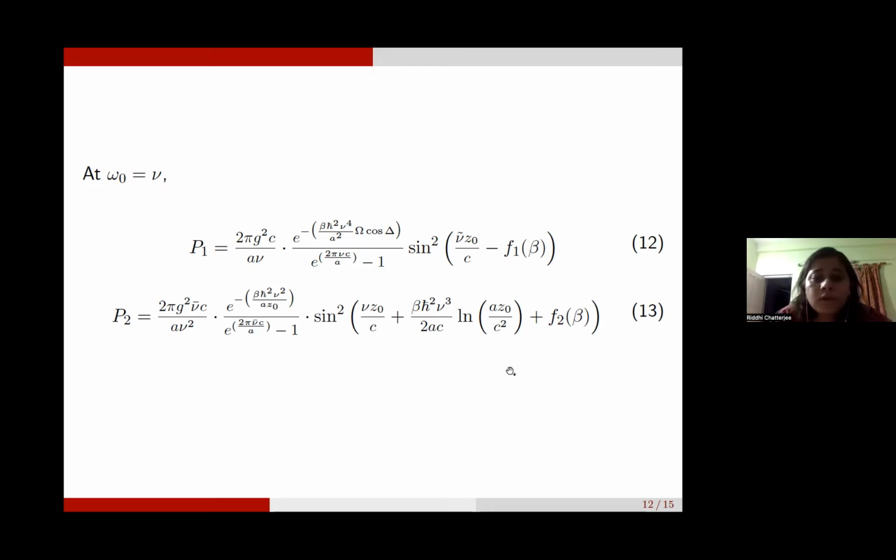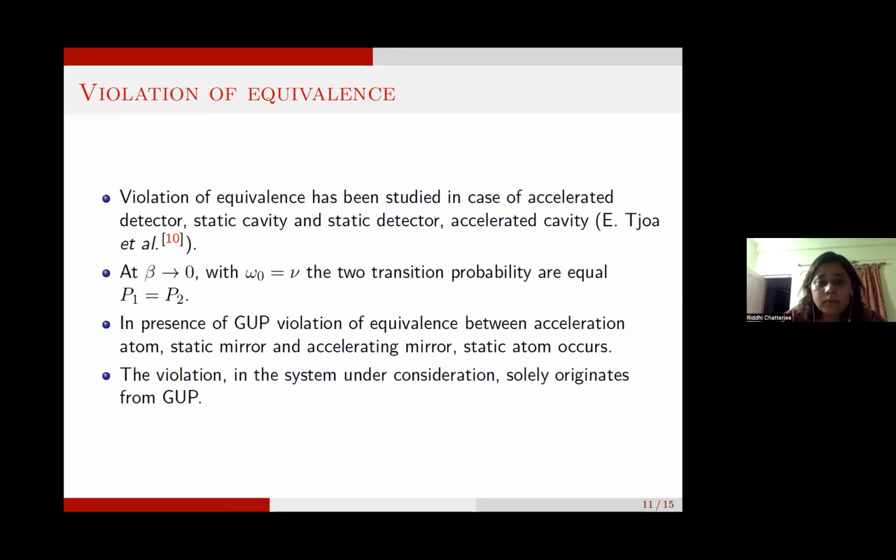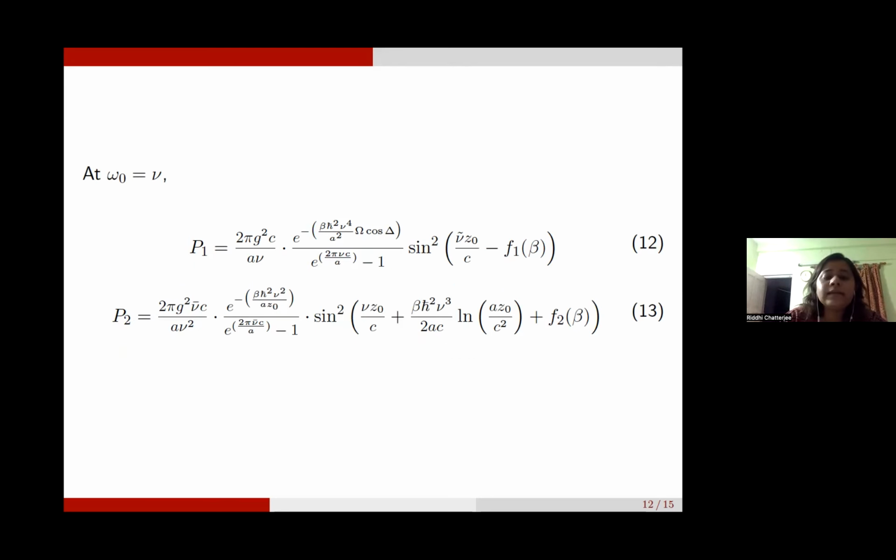So in conclusion, we have studied relativistic atom-field interaction in the presence of a reflecting boundary in a GUP-modified vacuum. We have calculated the transition frequency in two cases, that is, the atom is accelerating and the mirror is static, and the atom is static and the mirror is accelerating. And with those results, we have considered how GUP is affecting the results. And finally, we have explained the significance of our result in the context of the equivalence principle. So with that, I conclude my talk. So thank you.